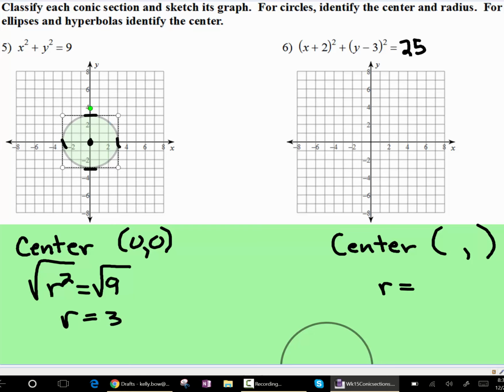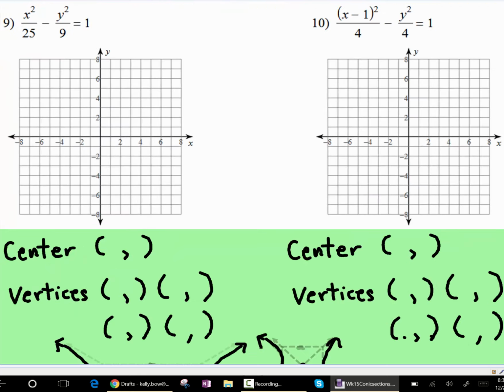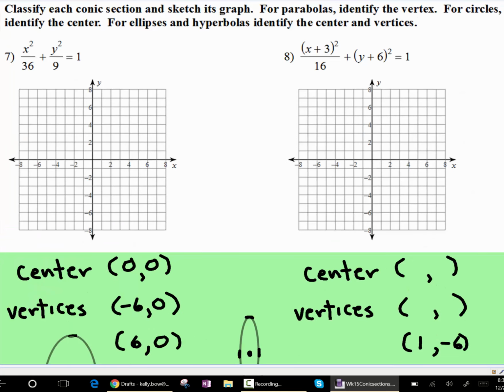Over here, things have been shifted. The opposite of 2 on the x-axis would be -2. The opposite of -3 is +3. The square root of 25 is 5. So at -2, +3, you're going to go 5 over in all directions, and you're going to draw your circle. And the square root of 25 is 5, so there's the radius. All right.